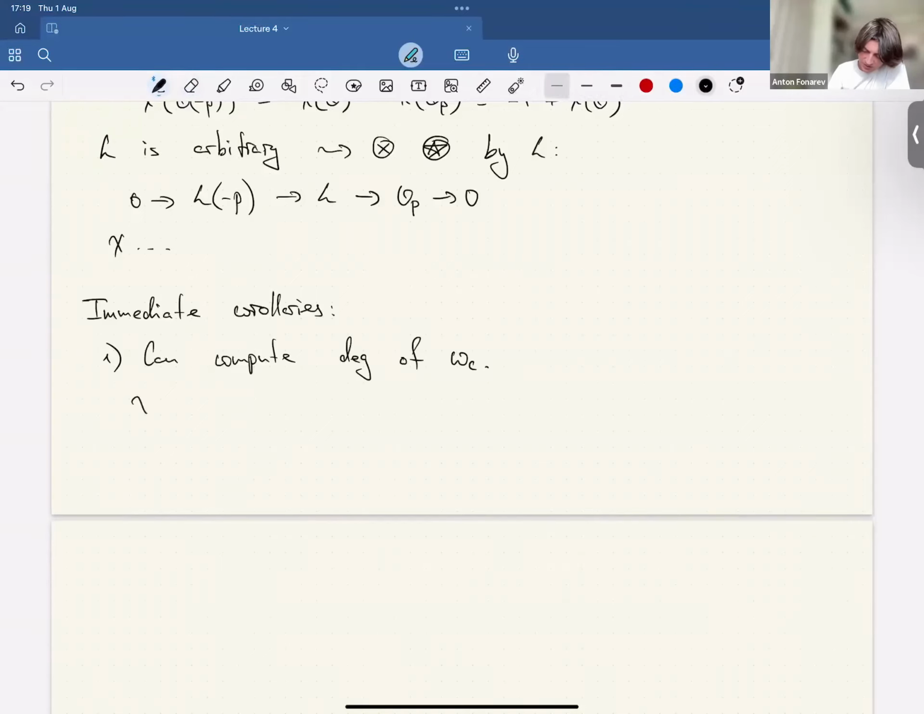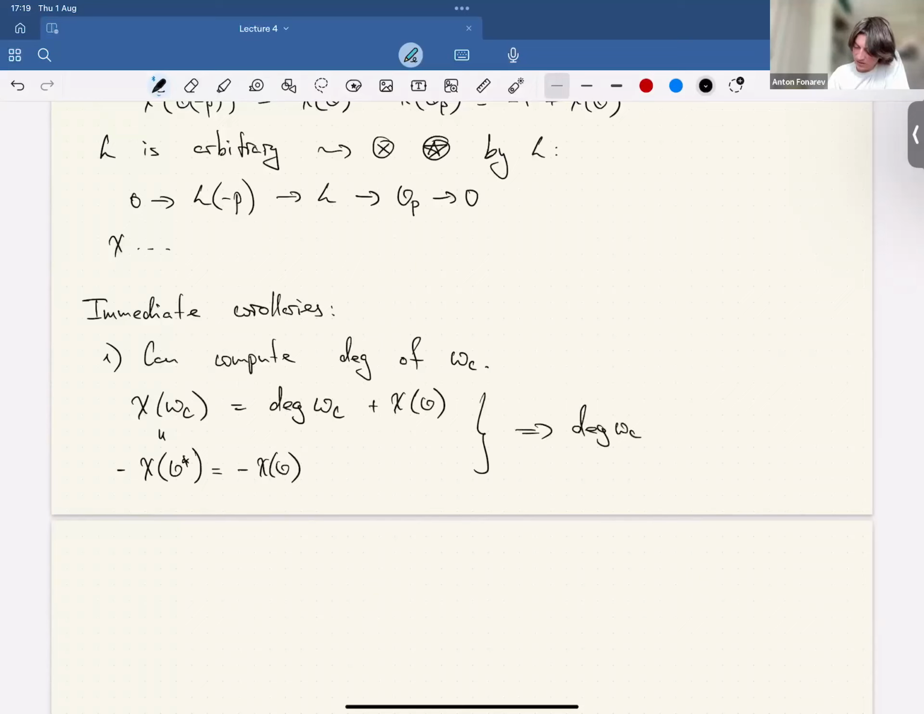Well, remark that chi of omega c equals the degree of omega c plus chi of O. But on the other hand, we know that chi of omega c is minus chi of O dual, which is minus chi of O. So from this, we deduce that the degree of omega c is minus twice chi of O, which is 2g minus 2, because chi of O is 1 minus g. So we already have this.